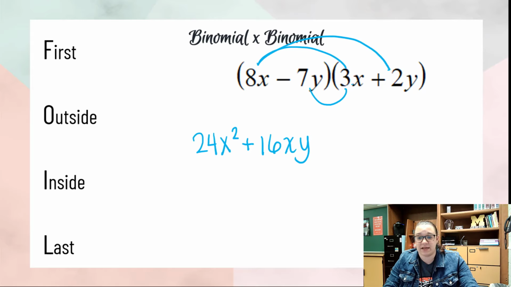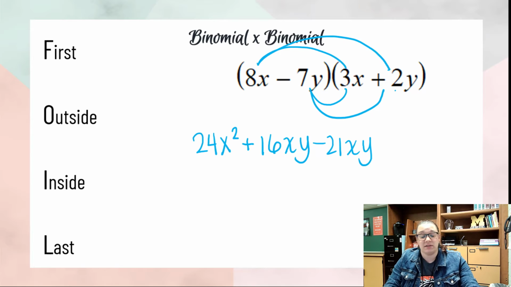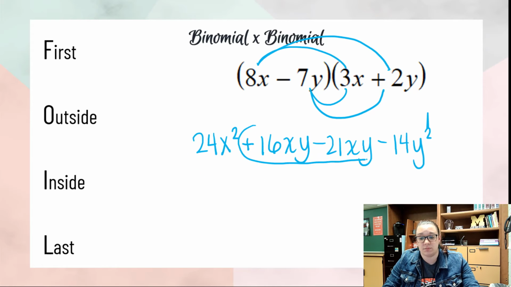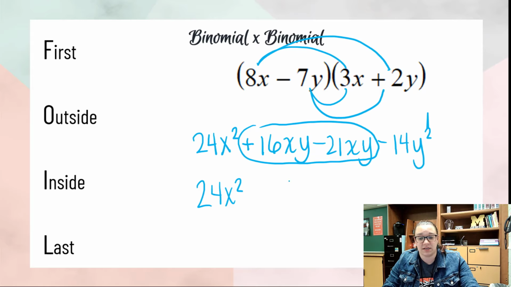Inside terms, negative 7 times 3 is negative 21, and we have an x and a y again. Last terms, negative 7y times 2y is negative 14y squared. Combining like terms, I have these two terms in the middle that both have xy's on them. So when I write my final answer, I can combine these numbers, 16 minus 21, which is negative 5 with an xy on it. And there's your final answer. Nothing else can be combined.